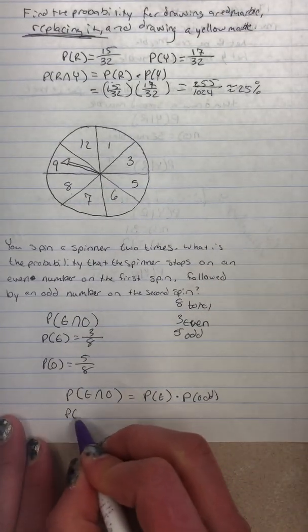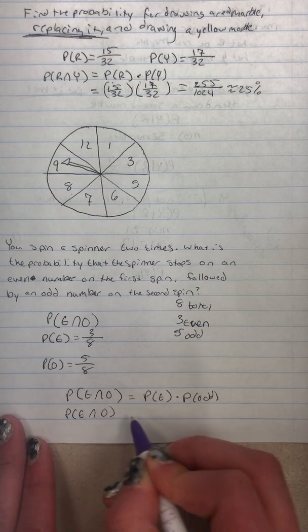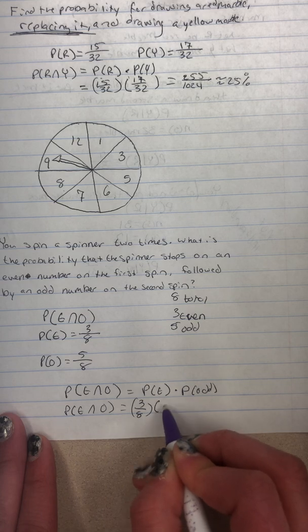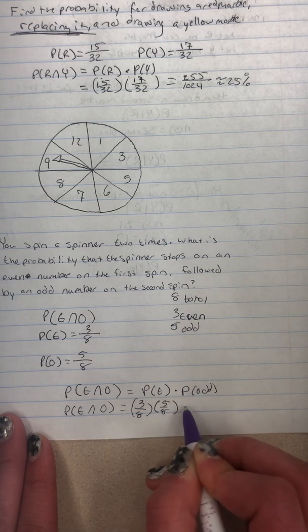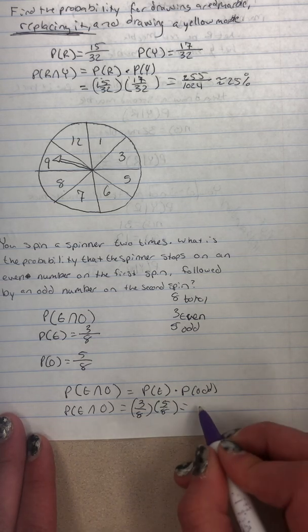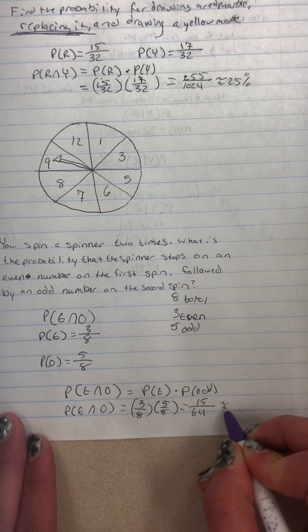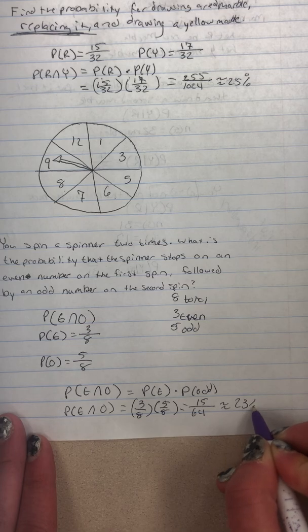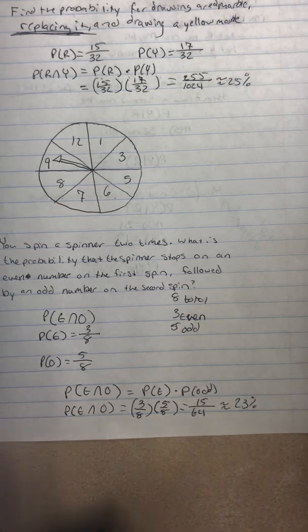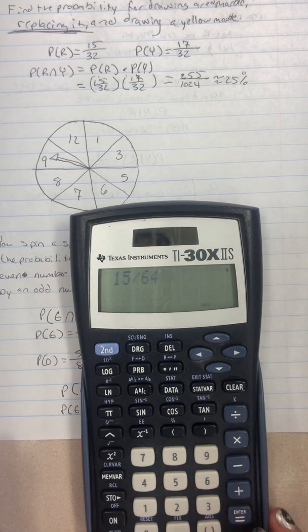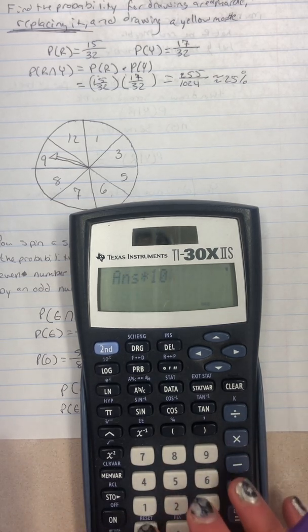So we're going to take our two fractions, 3 over 8, and multiply it by 5 over 8. Well, 3 times 5 is 15. 8 times 8 is 64. If we divide that out, it should give us about 23%. Again, we're going to use our calculator. 15 divided by 64. Multiply that by 100.